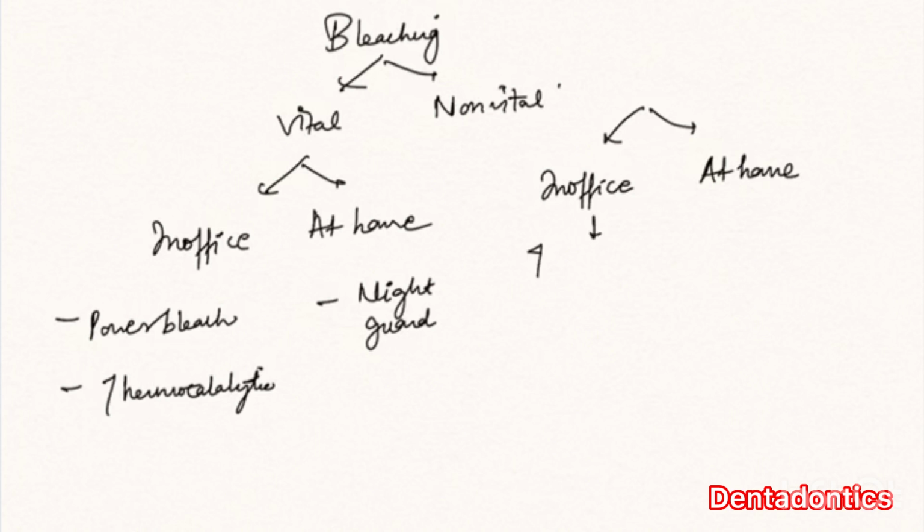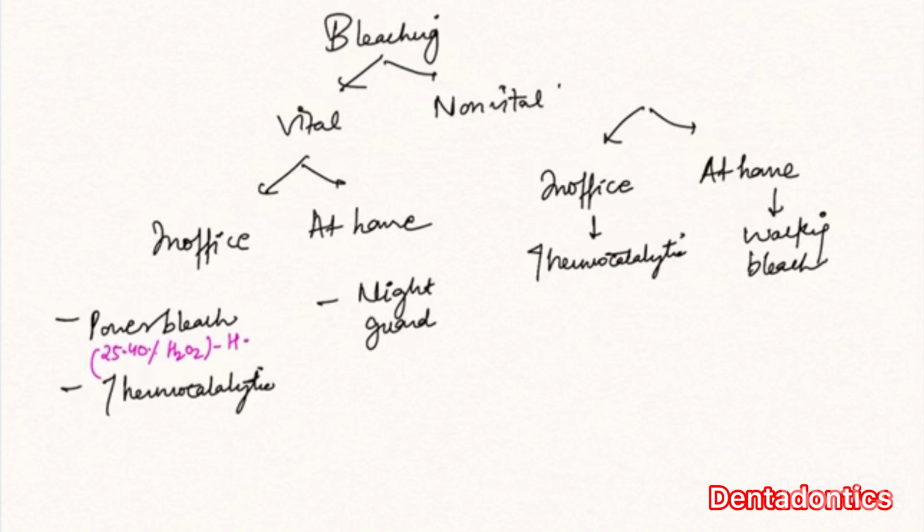So for vital bleach, in-office bleach, also known as power bleach, consists of 25 to 40% hydrogen peroxide, which is used on the tooth, and the curing agent will be light or heat, and it causes whitening of the tooth. The night guard is a home-based bleaching technique in which the patient can do it by himself. In this, 10 to 20% carbamide peroxide is used for 2 weeks, and it can be self-administered, and it takes less time. There is increased safety and low cost.